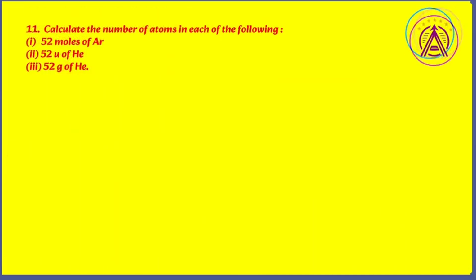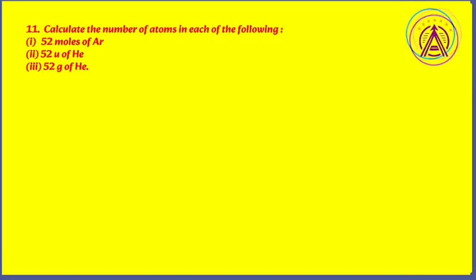Calculate the number of atoms in each of the following. A very straightforward question. If you have 52 moles of argon, you know 1 mole has how many atoms? 6.022 into 10 to the power 23 atoms. So 52 moles will have how much? 52 unified mass of helium. So from the 52 unified mass over here, we will have to calculate how much helium is there and then calculate the number of atoms.